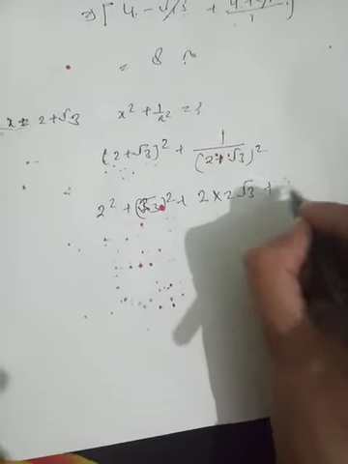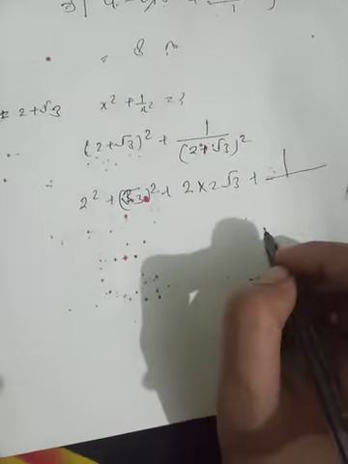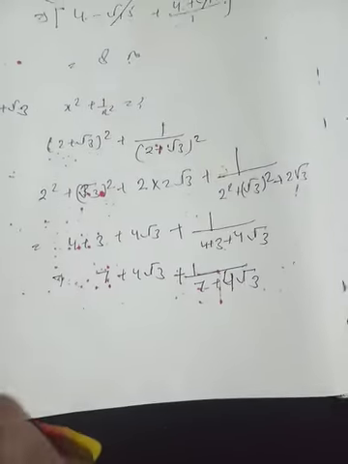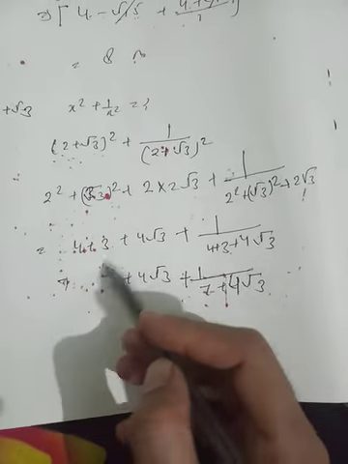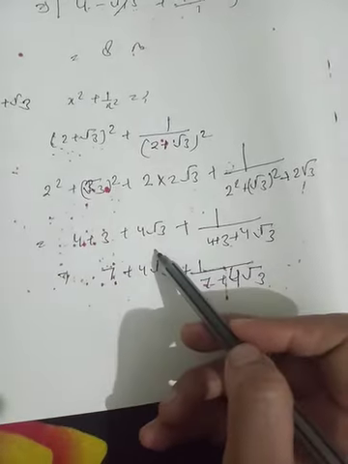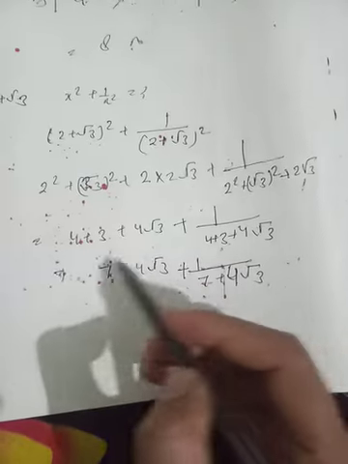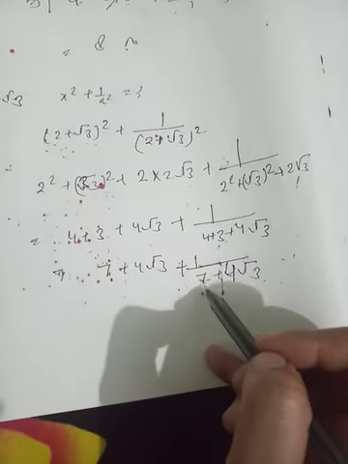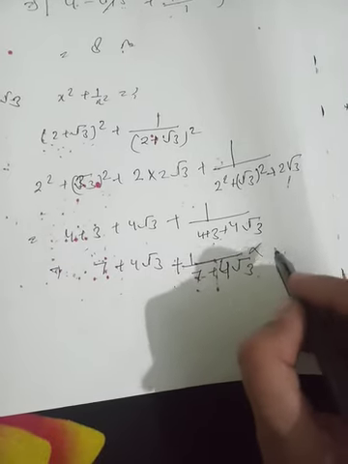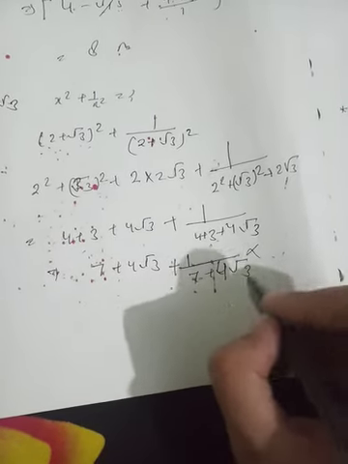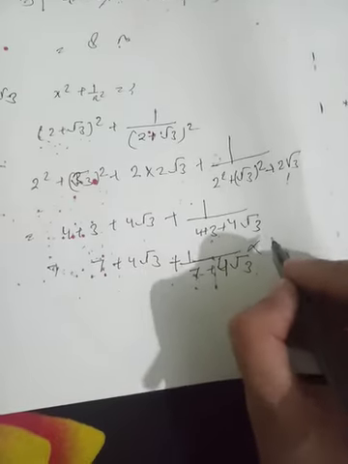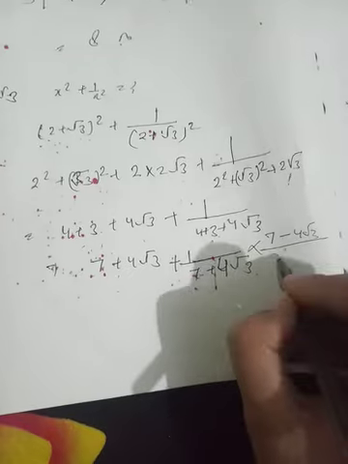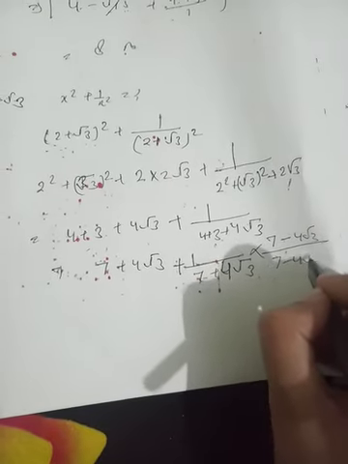Using the formula, we get 2 square plus 3 plus 4 root 3, so 4 plus 3 is 7, giving 7 plus 4 root 3. Again the same for the second term. Then rationalize the denominator of this fraction by multiplying 7 minus 4 root 3 in both numerator and denominator.